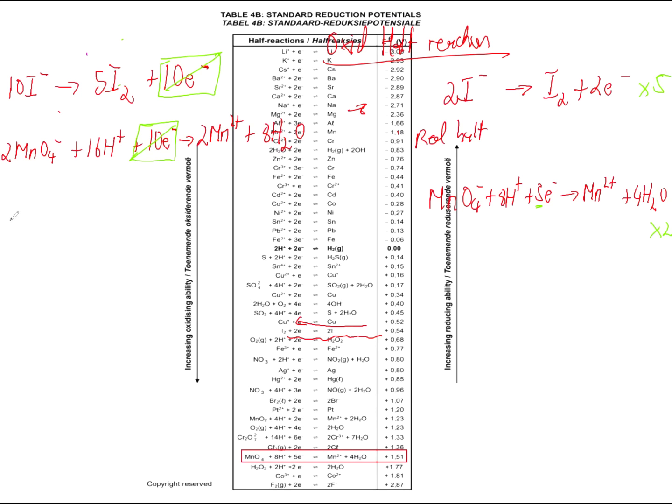So we're now going to have 10I minus plus 2MnO4 minus plus the 16H plus. So that's everything on the left. Now let's write everything on the right. That's 5I2 plus 2Mn2 plus plus 8H2O. Right, and that's our net cell reaction.